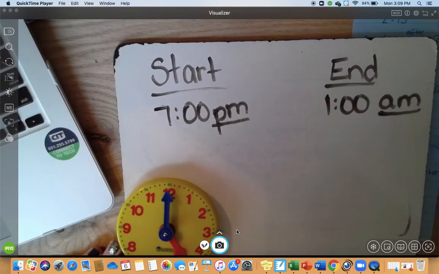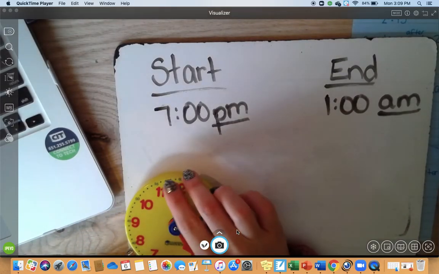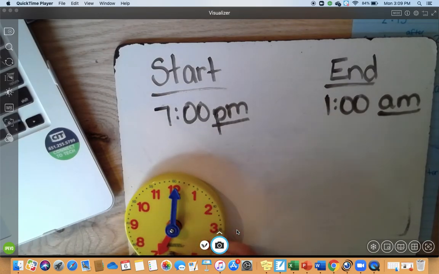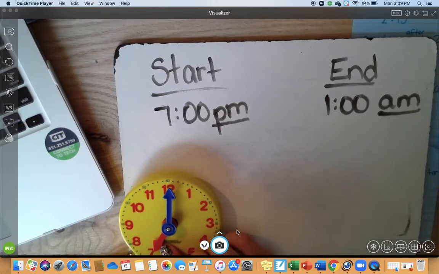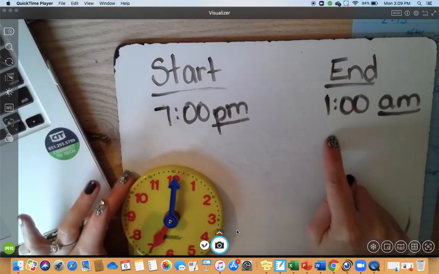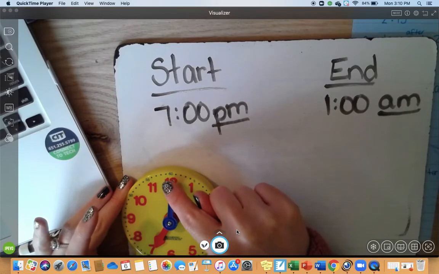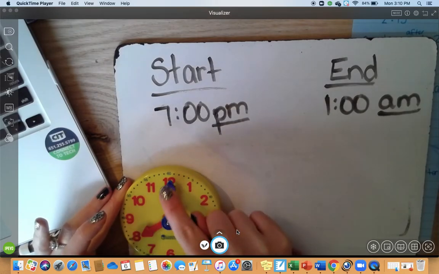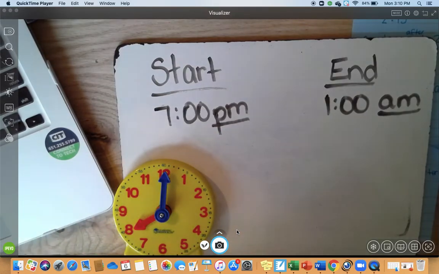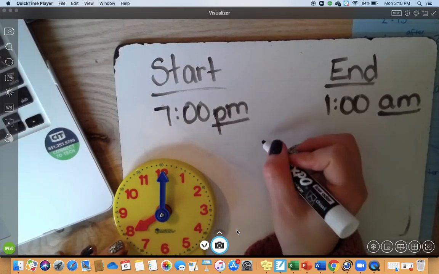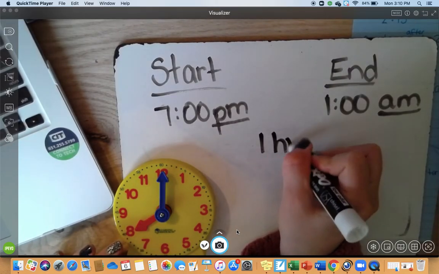So let's just see how long you guys watched movies for. Woo, you guys stayed up way past your bedtime, I think. So here, our clock is showing 7 o'clock p.m. Okay, I know I need to get to 1 o'clock a.m., so let's just try and move our clock. Here's 7 o'clock. The minute hand went around one whole time to move the hour hand. That means we traveled 1 hour from 7 o'clock to 8 o'clock. That's 1 hour. I'm going to write that down so I don't forget.